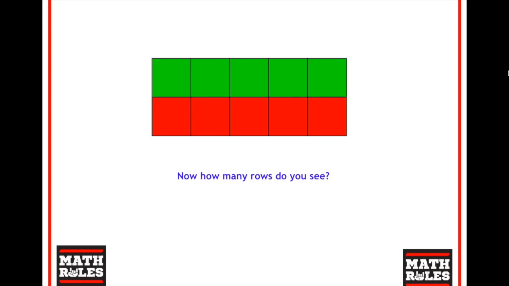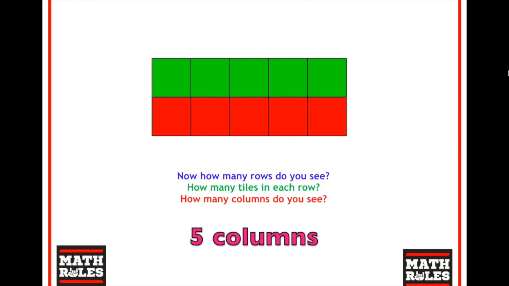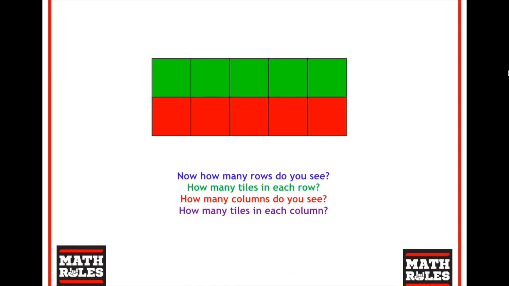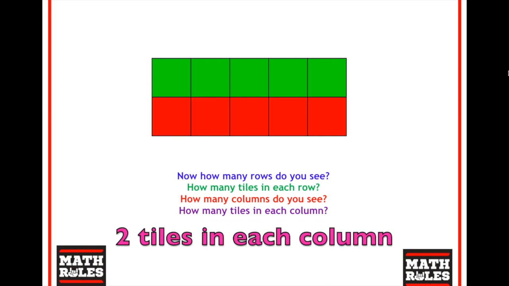Like this. Now, how many rows do you see? There are 2 rows. How many tiles in each row? There are 5 tiles in each row. How many columns do you see? There are 5 columns. How many tiles in each column? There are 2 tiles in each column.